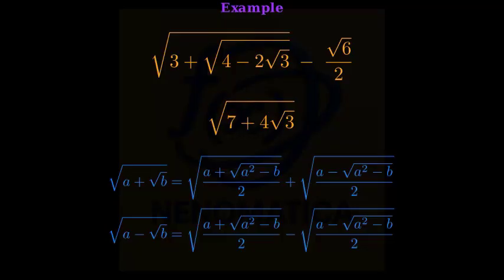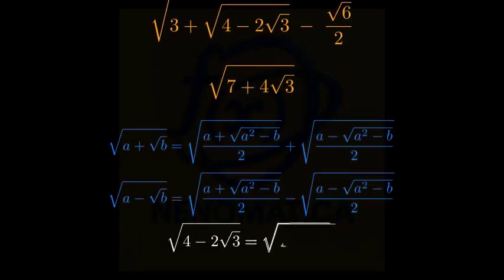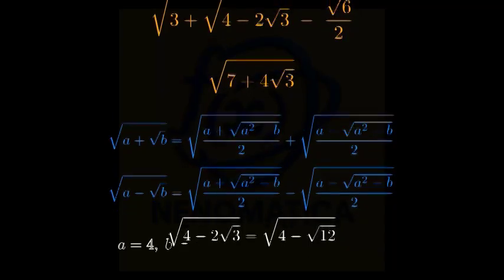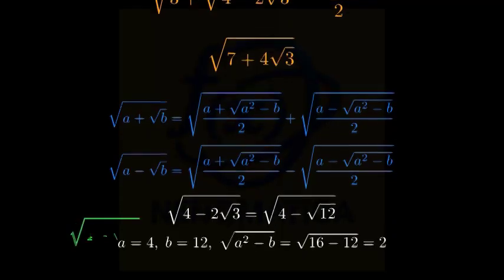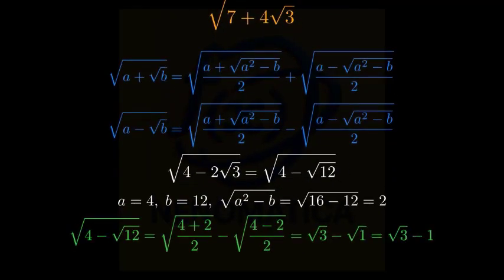We start with the inner radical. 4 minus 2 root 3 is the same as 4 minus root 12. Here a equals 4, and b equals 12. Compute c. Square root of a squared minus b equals square root of 16 minus 12, which is 2. Applying the minus identity gives the square root of 3 minus 1.